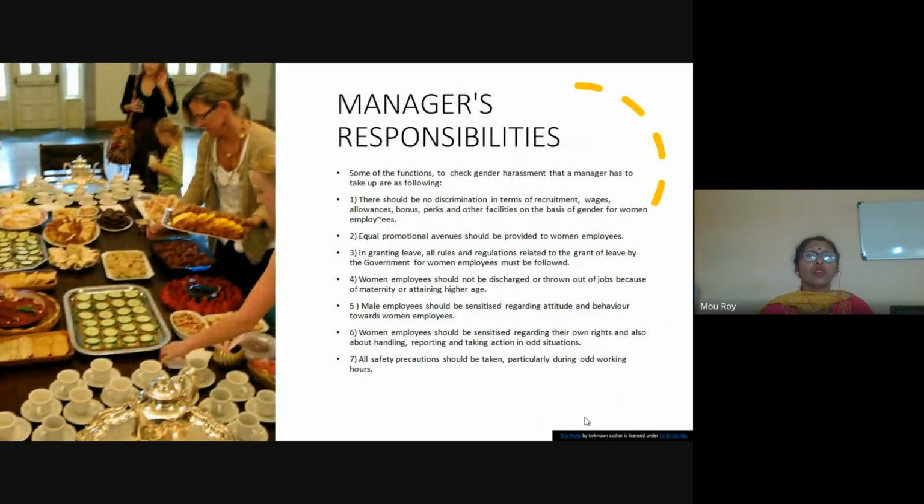Now, when you come to the manager's responsibility, some of the manager's responsibilities are: there should be no discrimination in terms of recruitment, wages, bonus, allowances, perks, and other facilities on the basis of gender for women employees.